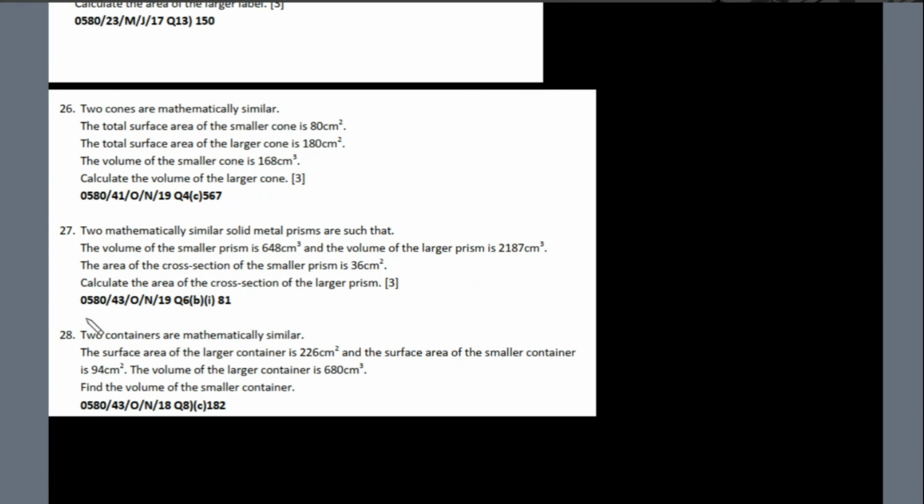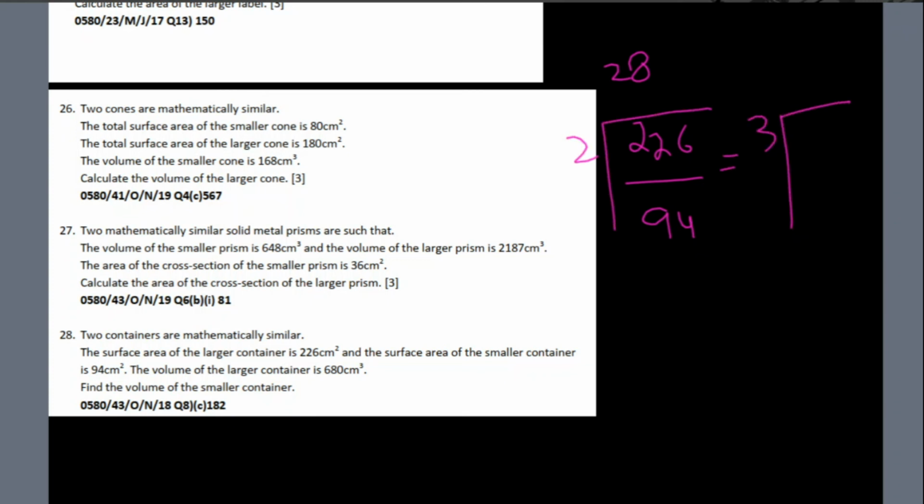Question 28. Two containers are mathematically similar. The surface area of the larger container is 226. Surface area of the smaller container is 94. So again, square root of the areas equals cube root of the volumes. Volume of the larger container is 680. Find the volume of the smaller container. So solve this yourself and you should get this answer.